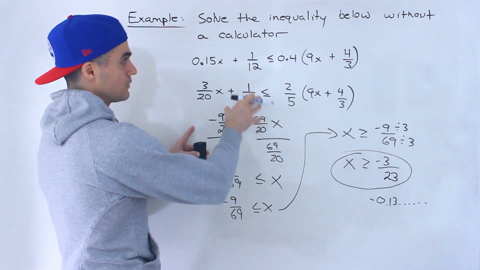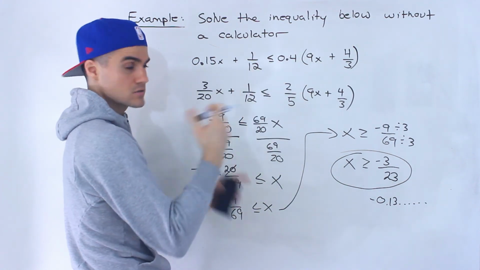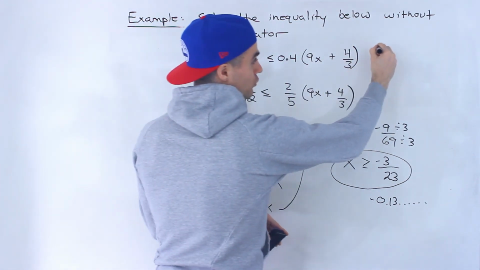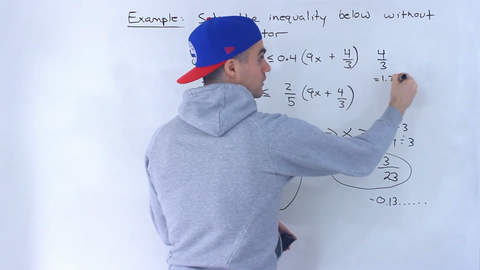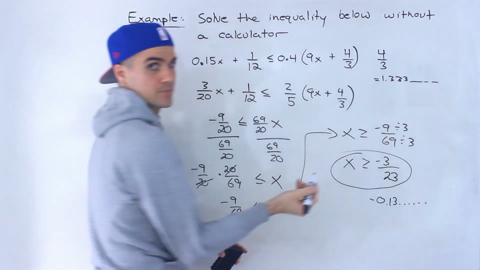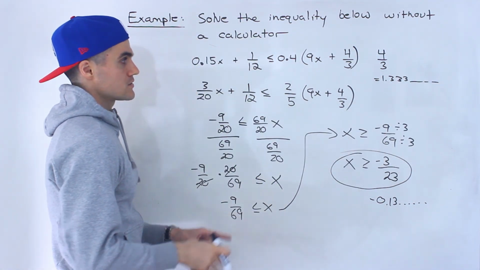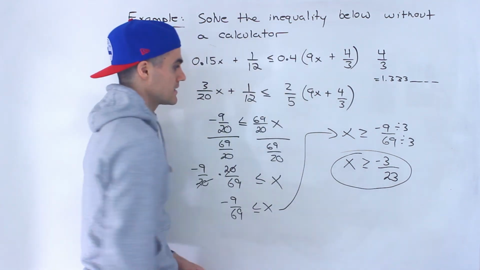So this is an example of if you did this without a calculator, you got to convert the decimals to fractions. It's not going to work the other way because this 4 over 3, the decimal for that is like 1.333 repeating. Right? So how are you going to work with that this whole time? So you would have to convert it to fractions. So whichever way you do it, that ends up being the final answer.